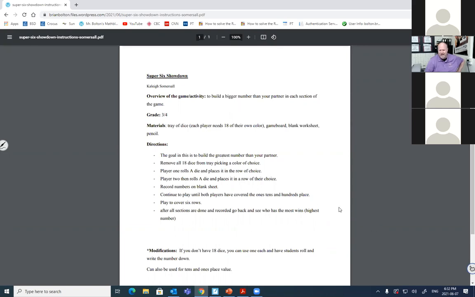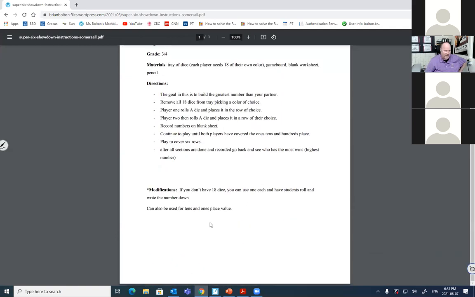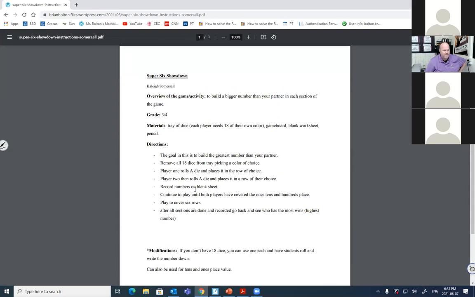So you really just want the instructions. The key things here are the overview, the grade, the materials. People want to know, for instance, if I look at Kaylee's here, okay, I need a tray of dice. I don't have a tray of dice, so I need to make sure I have that, right? So the materials are really useful. The directions could be very simple or complex. And then modifications: how do you change it if need be? Okay, I'd written you a reflective essay, so maybe I should adjust that.